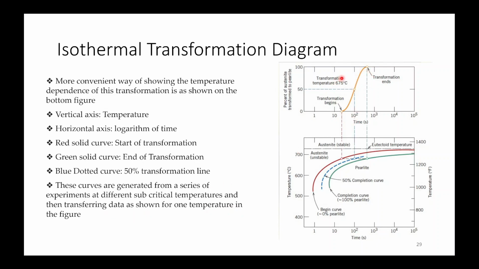Now this is at 675 degrees Celsius. So at this particular time, you know at what time your transformation is starting, at what time your transformation is ending. Like this you will be drawing multiple graphs and extending it to the TTT diagram.